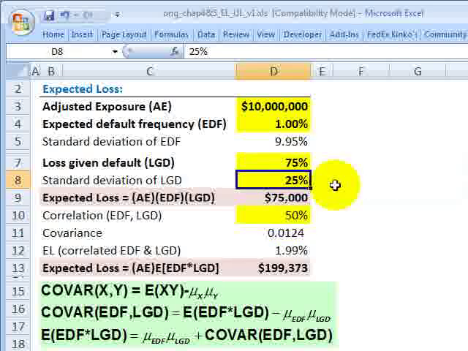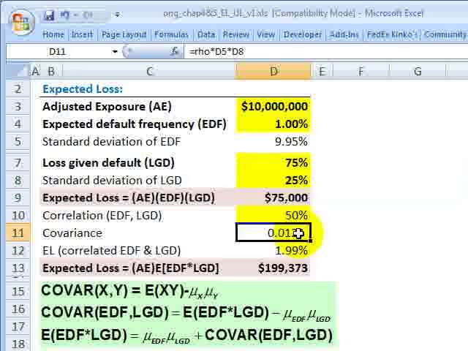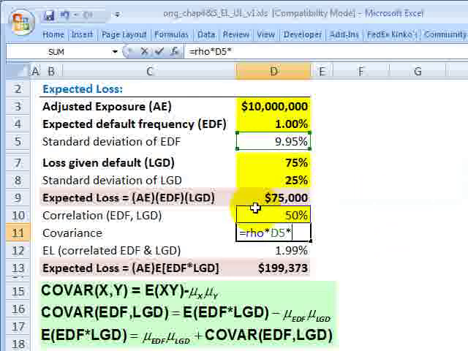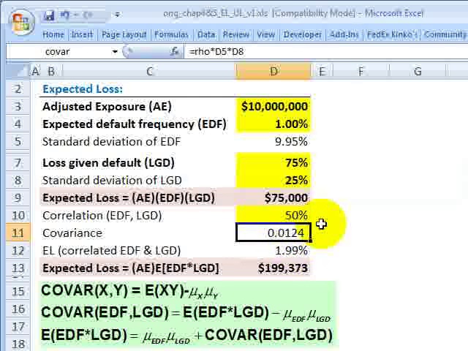I also want the standard deviation of the loss given default, and that is the hard variable to parameterize. So I'm just going to cheat and make it an input of 25%. And now I can calculate the covariance, and hopefully my FRM candidates know how to do that. The covariance is just the product of the correlation and the two standard deviations. Covariance equals correlation multiplied by standard deviation of the variable multiplied by standard deviation of the other variable. Or put another way, correlation is equal to covariance divided by the product of the volatilities. So here's the covariance that's necessarily implied by my correlation of 50%.